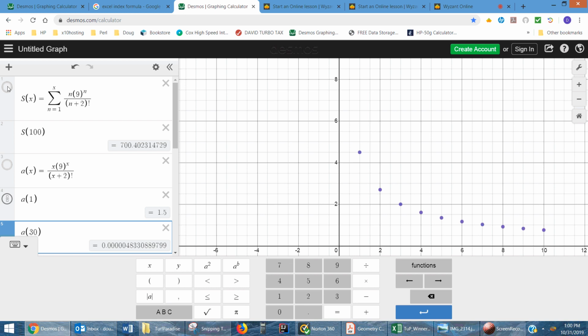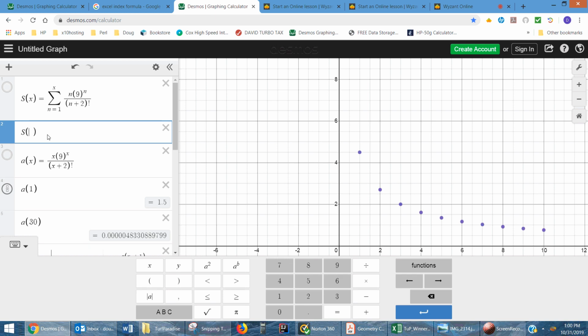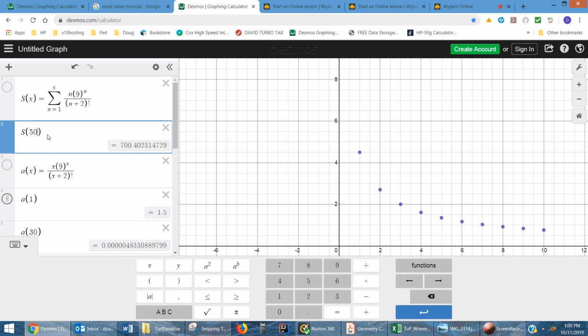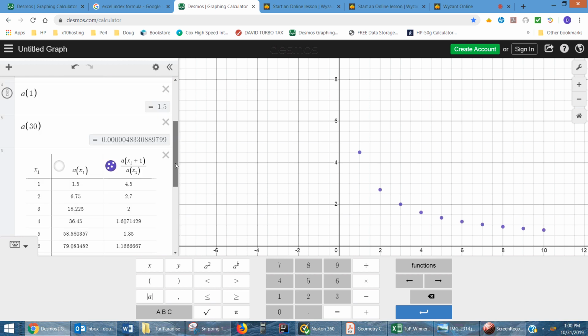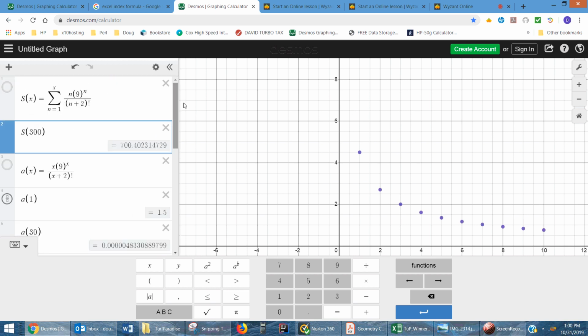But I would especially use this first one if I wasn't sure whether a sequence was going to converge or not. Whoop. So it can't go that high. So let's say, see if 500, no, 50. Well, I already did 100. Maybe 300. Okay. So it looks like this series has an upper limit of 700 point something. Not sure what it is, but it definitely converges.